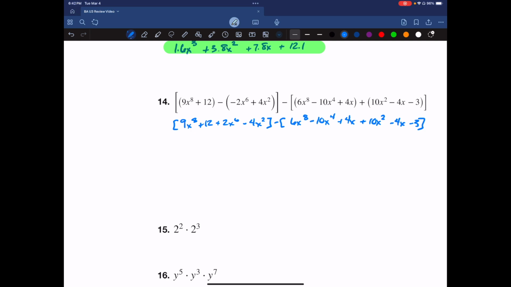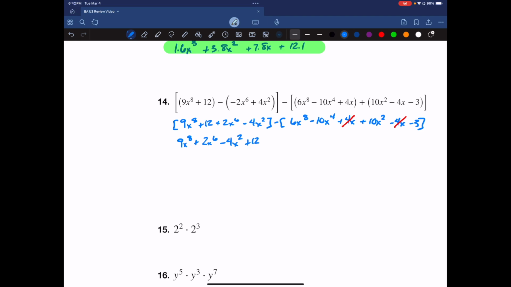Right? I'm going to combine like terms. You'll notice that over here I have a plus 4 and a minus 4x, so they fall out. So let's clean everything up. 9x to the 8th plus 2x to the 6th minus 4x squared plus 12. I'm just going to put it in descending order.